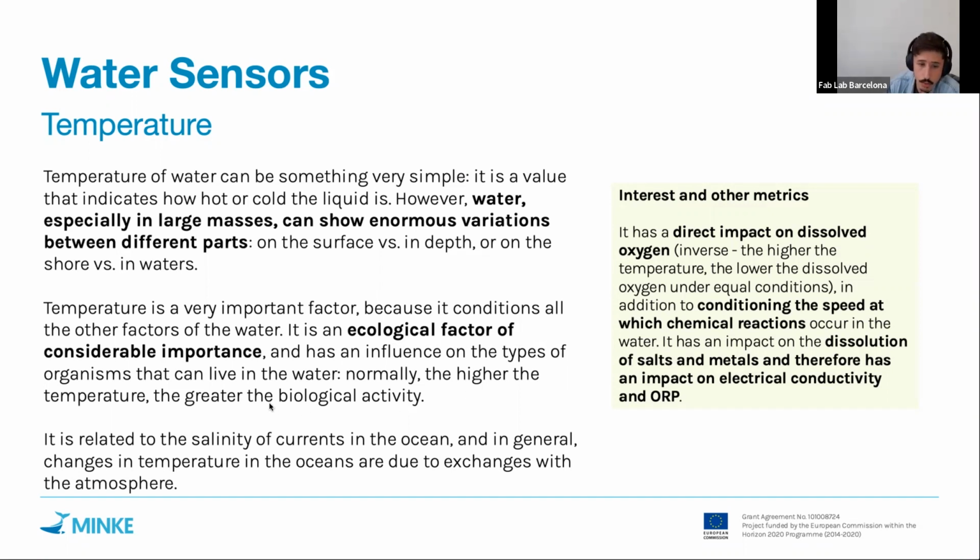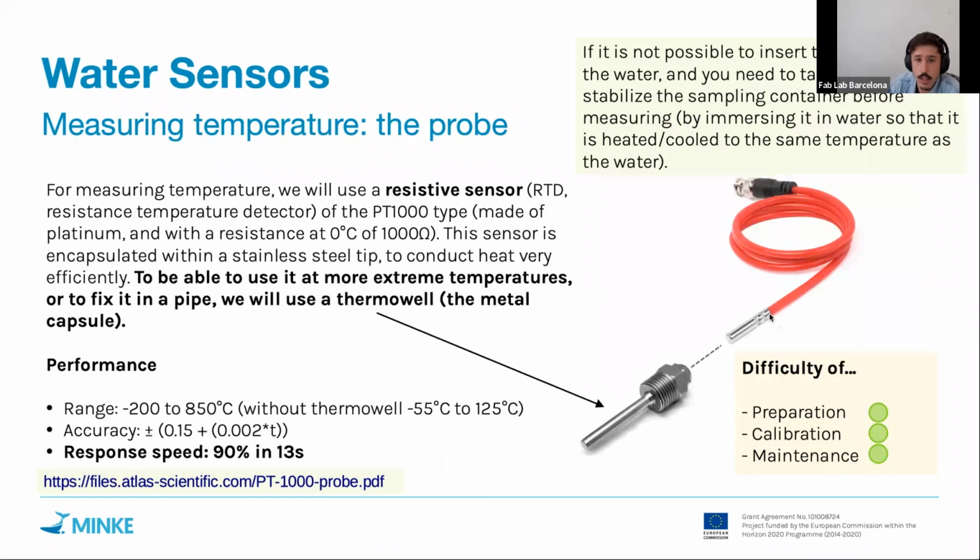Normally, since it's related to the chemical reactions, the higher the temperature, normally the higher the biological activity. And again, as specified in the previous slides, the higher the temperature, the lower the dissolved oxygen, and the higher the temperature, the higher the speed of chemical reactions, and the solubility of metals and conductivity and ORP are impacted as well. So it's a very good measure to have alongside other metrics.